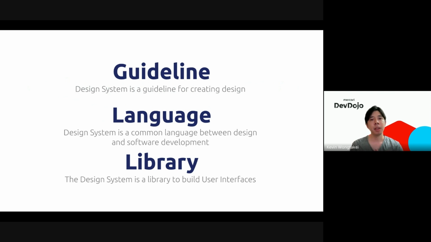And at the same time, a design system also serves as a library which is used to build user interfaces. In this case, for example, when an engineer tries to implement a UI, they're not going to create the component from scratch. They will actually refer to our design system library, which already provides components that we already understand are used in the design, but also exist in code.